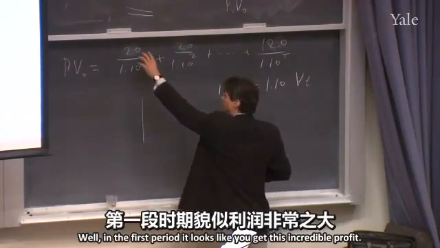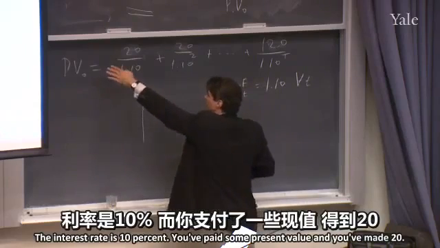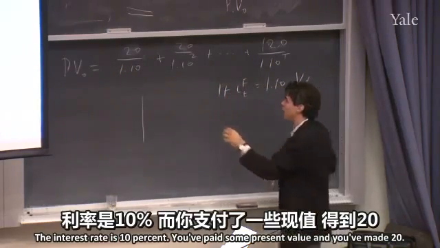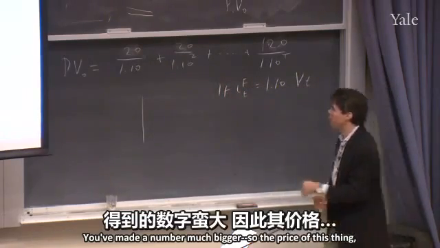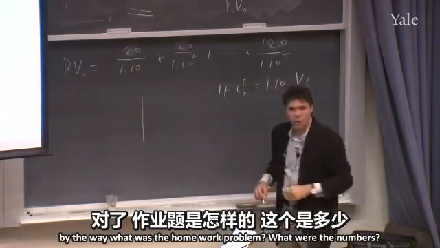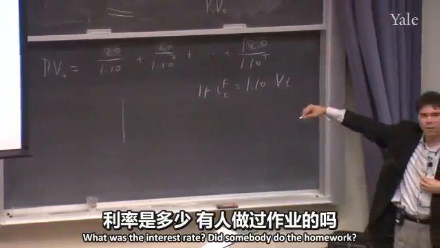Well, in the first period, it looks like you get this incredible profit. The interest rate is 10%. You've paid some present value, and you've made 20, a number much bigger. So the price of this thing, by the way, what was the homework problem? What were the numbers? What was the interest rate?